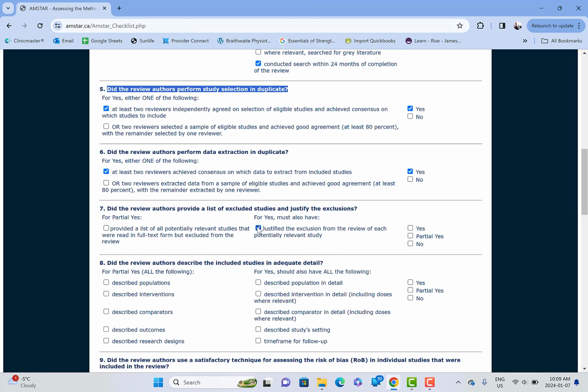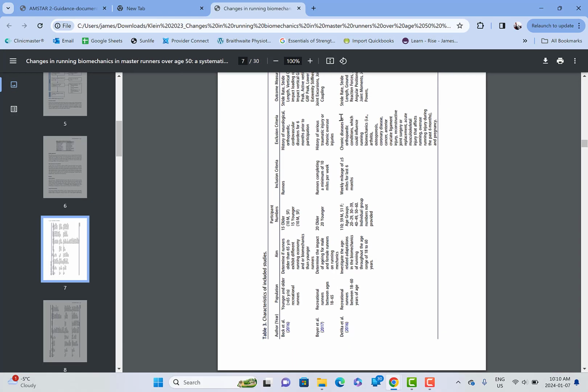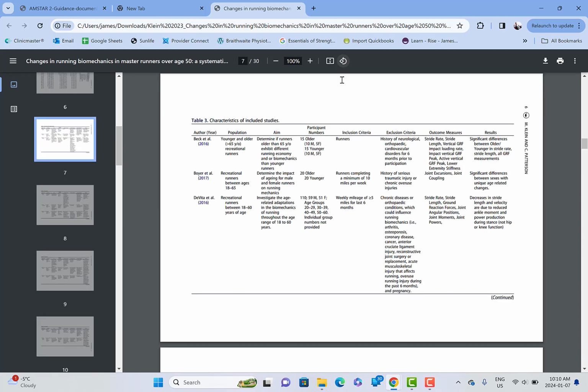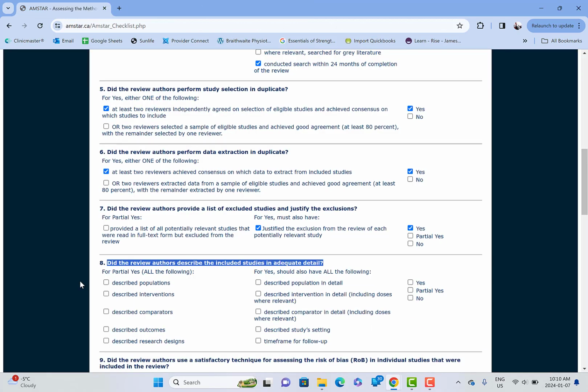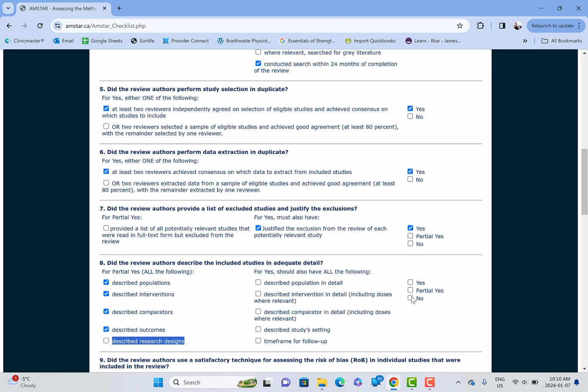Question 8 of the AMSTAR tool asks us, did the review authors describe the included studies in adequate detail? So for the ones that they did actually review, what do we know about those studies? And they give us some, again, criteria for answering partially yes or fully yes. And we can see here, I can't even give a partial yes. They described many of these elements: population, intervention, comparison, outcome, but there was no description of any detail on the research design we can see in the chart here. So on this one, I have to say not even partial yes, so no.